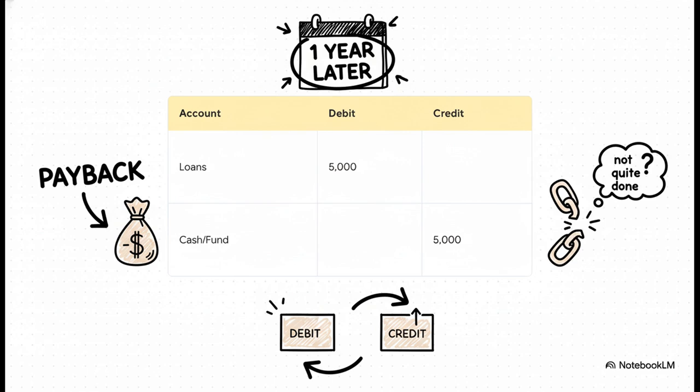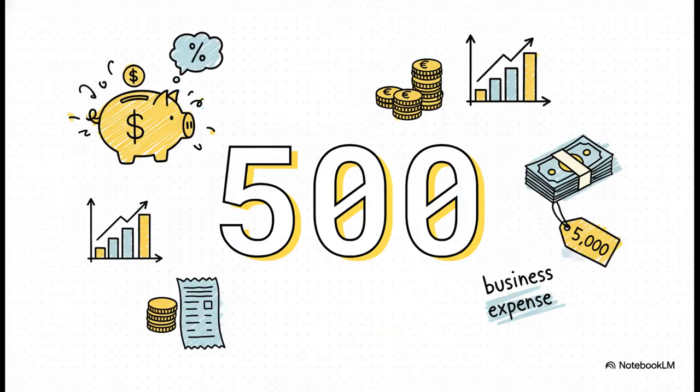The entry here is basically the mirror image of the first one. You debit your loans account to wipe that liability off the books, and you credit your cash account because 5,000 is flowing out. But hold on, we're not quite done yet. There's one crucial piece of the puzzle missing. And that missing piece is the cost of the loan itself.